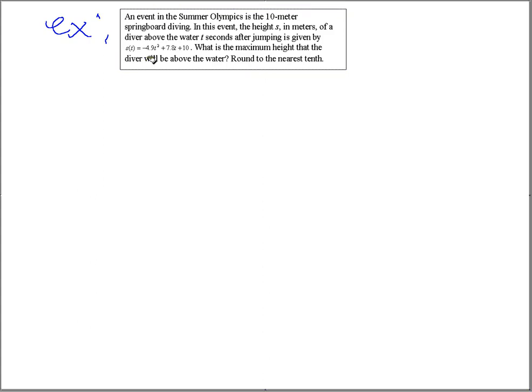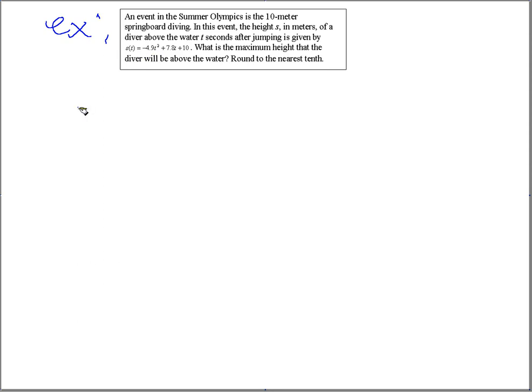All right, so let's take a look at this application problem. An event in the Summer Olympics is the 10-meter springboard diving event. In this event, the height S in meters of a diver above the water t seconds after jumping is given by this quadratic function.